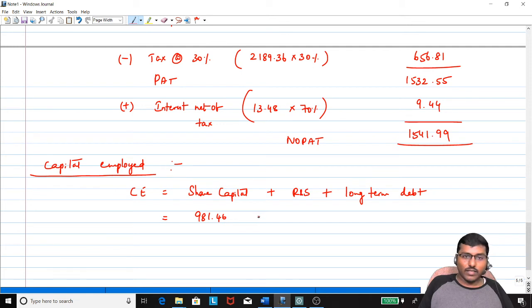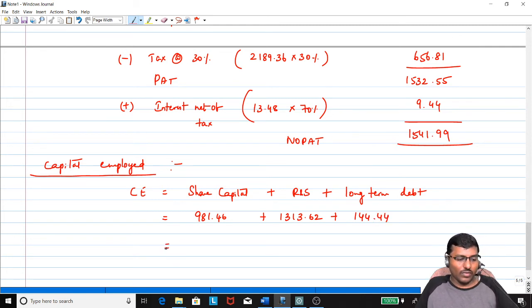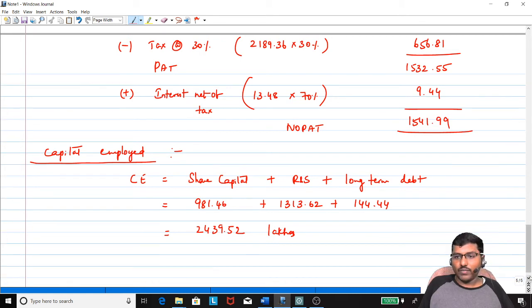That implies, what is your share capital? 981.46 lakhs plus 1313.62 lakhs plus 144.44 lakhs. That implies 981.46 plus 1313.62 plus 144.44, 2439.52 lakhs. So this will be your capital employed. Now I need to calculate WACC. Chalo.